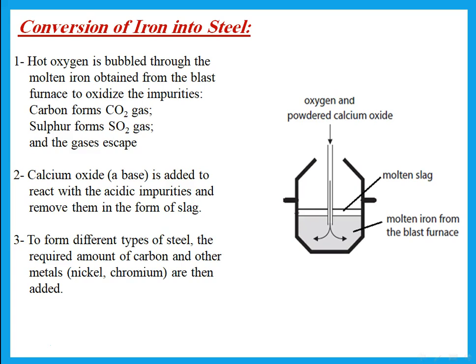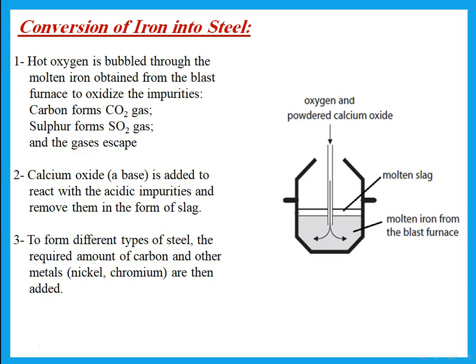We said it would have some carbon. So when you pass oxygen through it, the carbon becomes carbon dioxide gas, and the gas escapes. We have some sulfur, because coal has some sulfur impurities. So when you put coke in, there are sulfur impurities in it. So when we pass oxygen here, then the sulfur forms sulfur dioxide, and that is a gas that escapes.